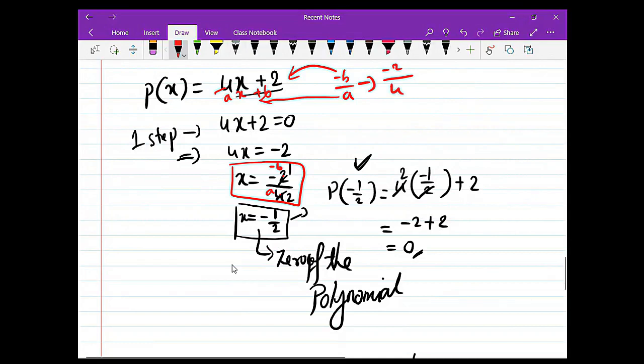After cancelling here, what do we get? 2 ones are 2, 2 twos are 4, that is minus 1 by 2. Yes, that is the correct answer.